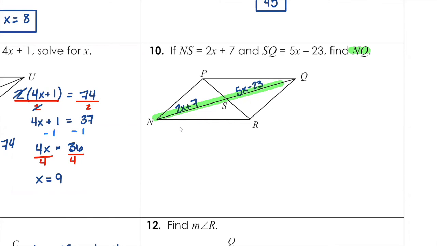So what do we know is true about NS and QS? They are congruent. So because they're congruent, what can we do as brilliant mathematicians? Set them equal to one another. 5x minus 23 equals 2x plus 7. And then another basic algebra problem. Subtract 2x. Subtract 2x. Add 23. Add 23.